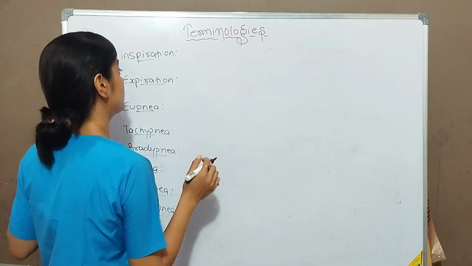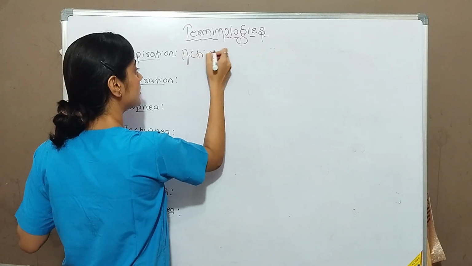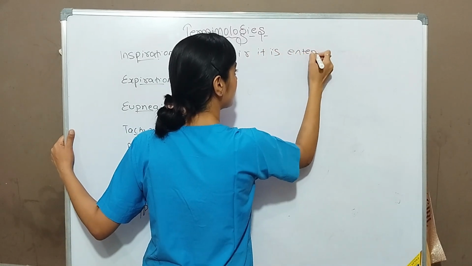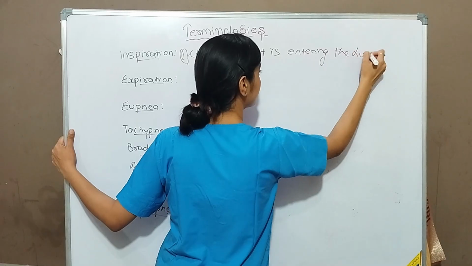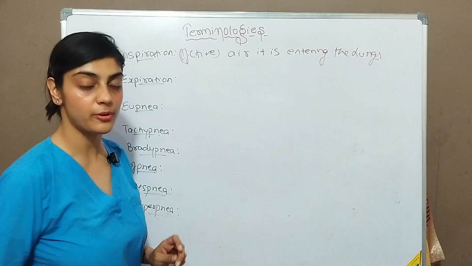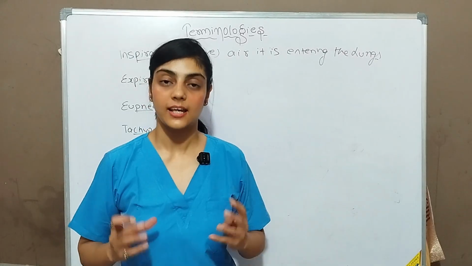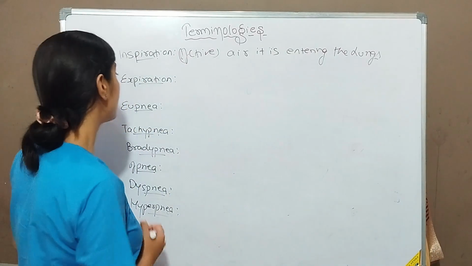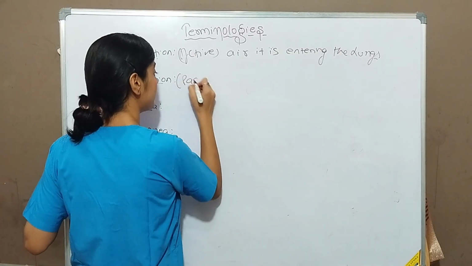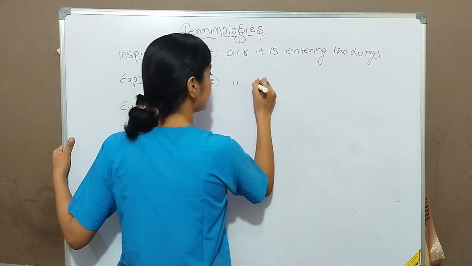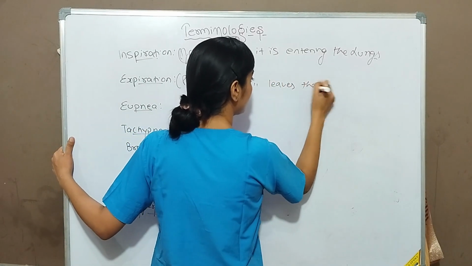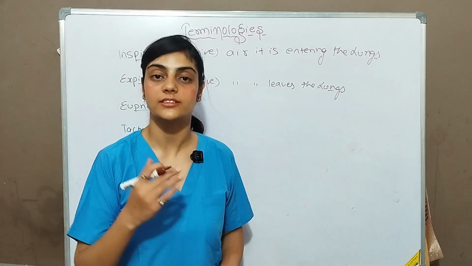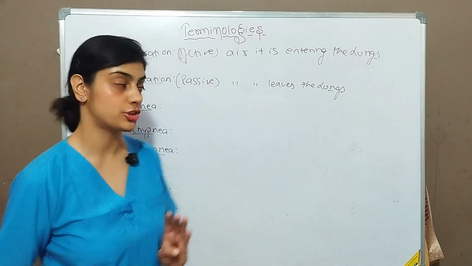Next we have inspiration. Inspiration is an active process where air is entering the lungs, and here the diaphragm and external intercostal muscles play a major role. Next we have expiration. It is usually passive, and here air leaves the lungs, and the diaphragm and external intercostal muscles come back to their original position.